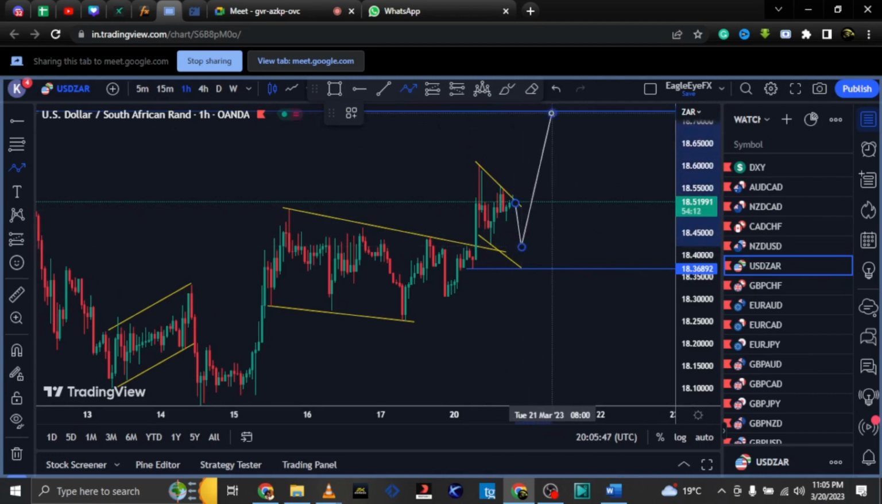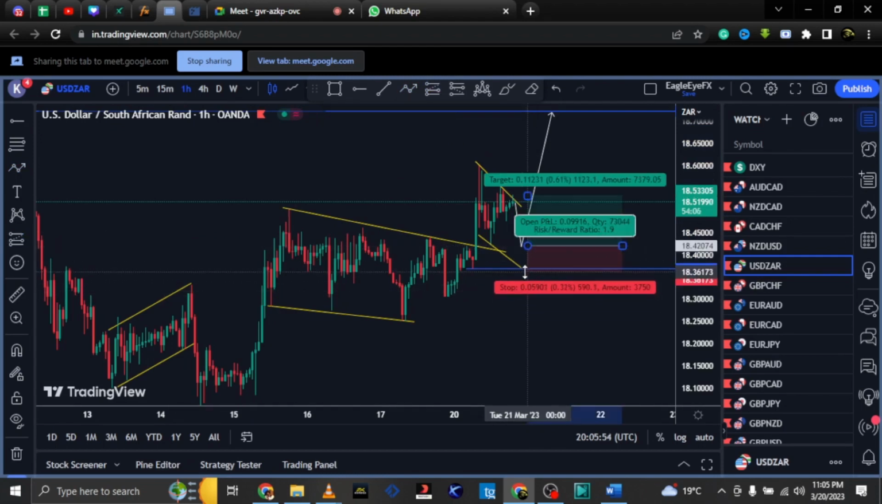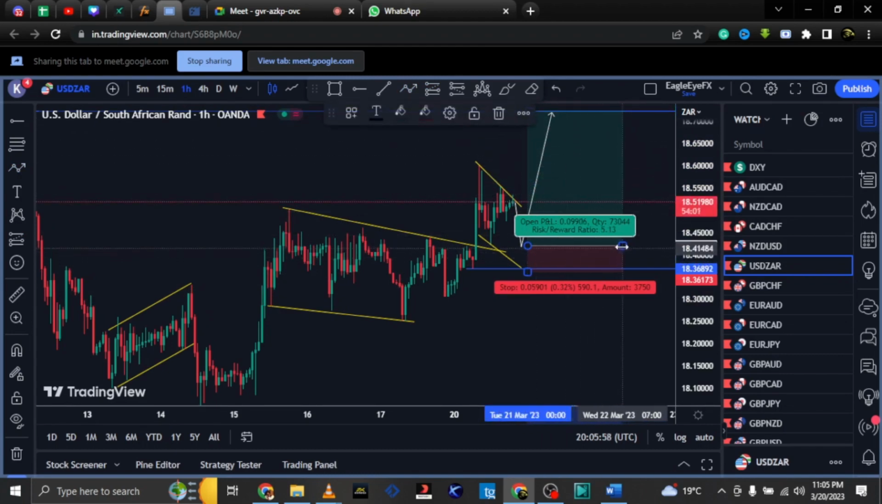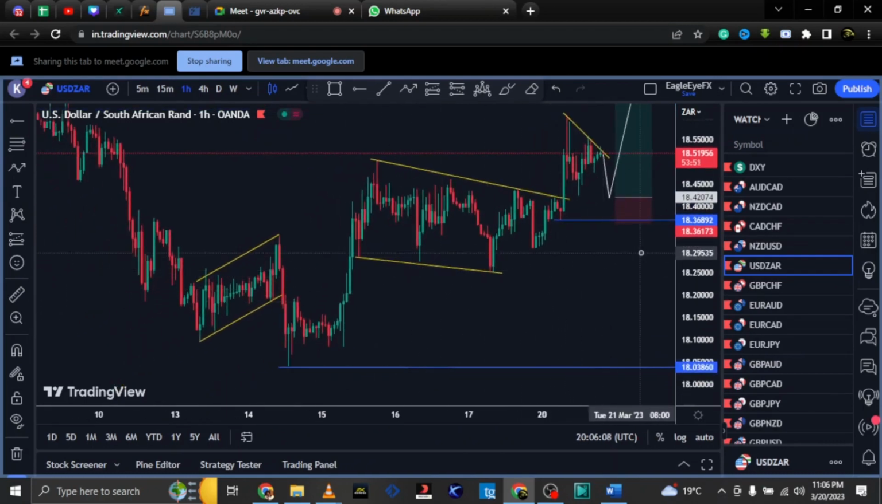bottom before we are interested in this pair. Maybe your stop loss can be somewhere around there. Then it's a clean 5.13%. So that is what I'll be looking at this week on those particular pairs. All right.